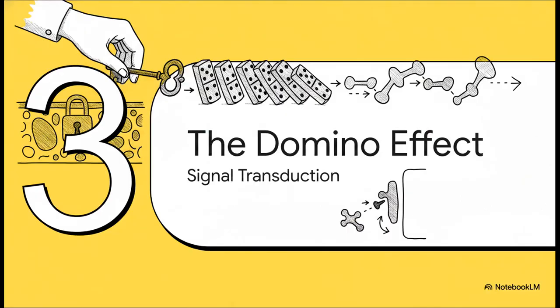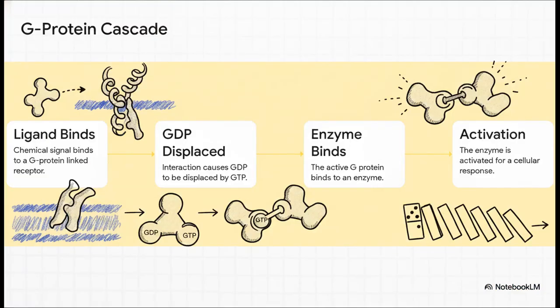All right, Section 3, the domino effect, signal transduction. Let's see how this all builds up when a key actually turns the lock inside the cell. Once that drug binds, it sets off a massive cascade, a lot like knocking over a row of cellular dominoes. Take a G-protein linked system, for example. The chemical signal hits the outside, changing the receptor's shape. This displaces GDP with GTP on the inside. Then, that newly active G-protein tags an enzyme, waking it up to do its job.